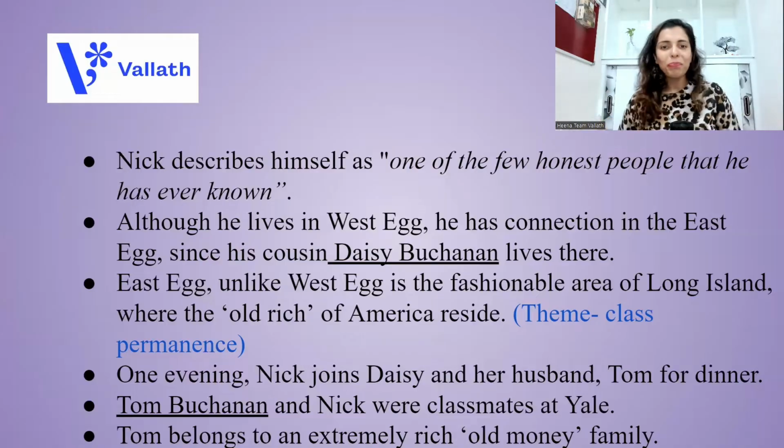Okay, easy. Now, I told you the theme of class permanence is shown here. How class permanence? Just compare it. West Egg versus East Egg.